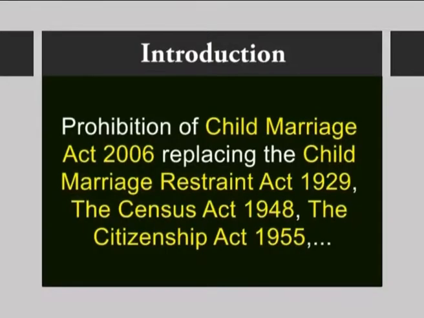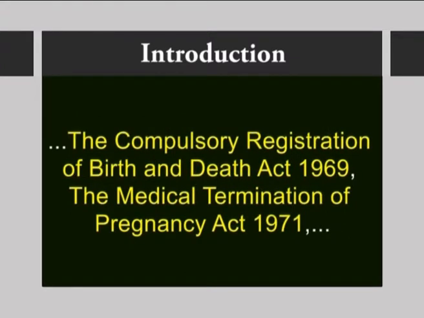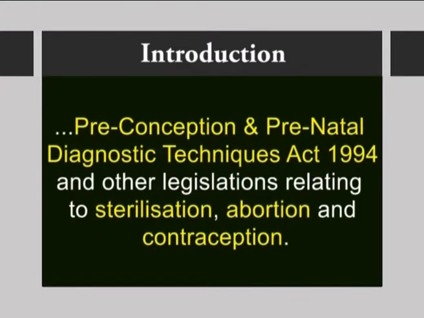Some of these legislations are Prohibition of Child Marriage Act 2006, replacing the Child Marriage Restraint Act 1929, the Census Act 1948, the Citizenship Act 1955, the Compulsory Registration of Birth and Death Act 1969, the Medical Termination of Pregnancy Act 1971, Pre-Conception and Pre-Natal Diagnostic Techniques Act 1994 and other legislations relating to sterilisation, abortion and contraception.